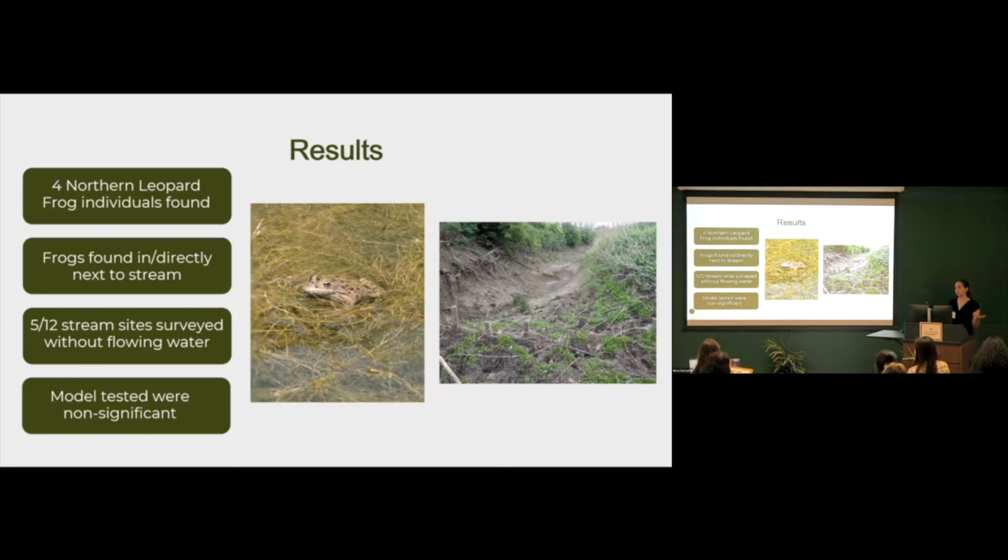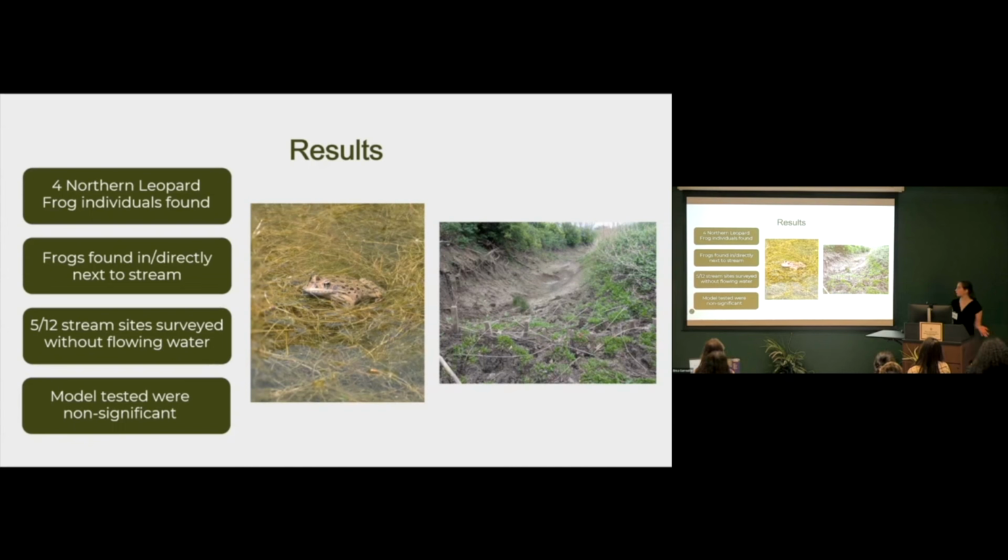And that could be for 2 reasons. One of the reasons that they were found directly in or next to a stream could be due to the fact that the frogs rely on the stream for their habitat, very importantly. Another reason could be low detection probability in this thick vegetation.